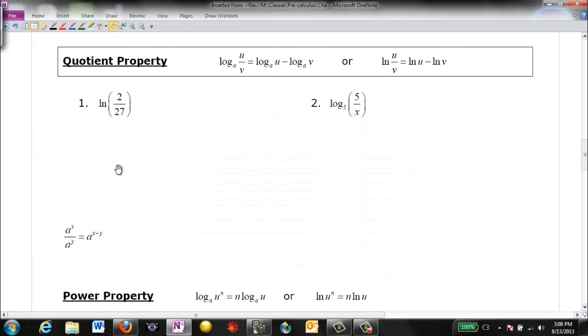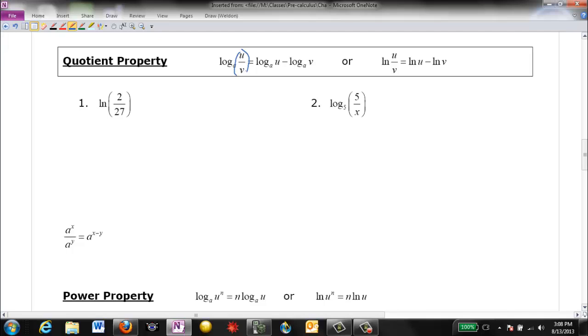All right, the next property that we want to talk about is the quotient property. This property helps us with log expressions that have quotients inside of the log. So if I have one number being divided by another number inside of a logarithm, I can express that as a difference of two logs. So log base a of u divided by v, I'm going to put parentheses around that u over v, can be rewritten as log base a of u minus log base a of v.